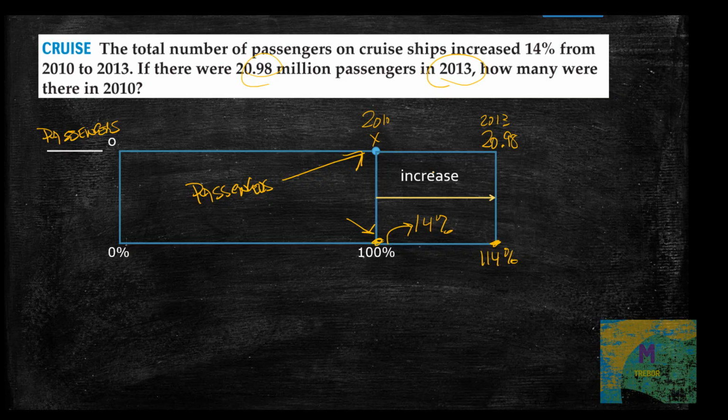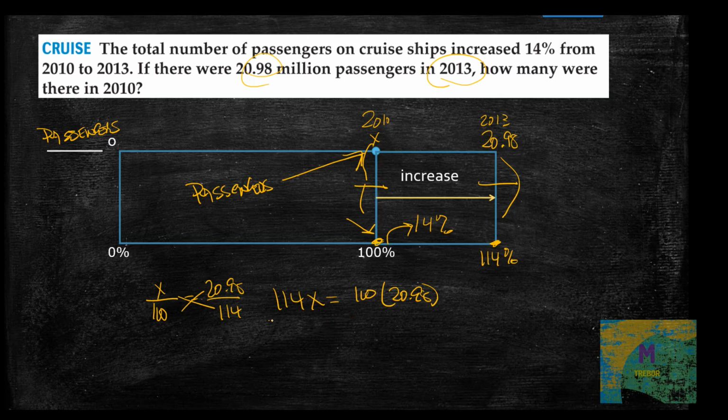So let's go ahead and write a proportion. The first thing you should do is use your proportion template, and it's going to be x over 100 on this side and 20.98 over 114 on this side. So 20.98 over 114. We're going to cross multiply and divide. So that's the algorithm. 114x is equal to 100 times 20.98. And the last step is divide both sides by 114.